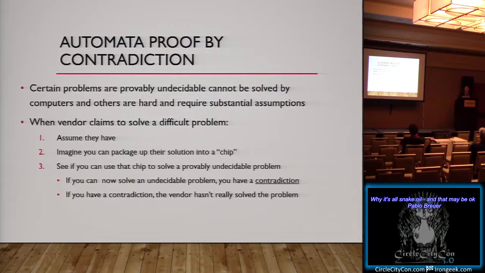You assume that they have solved it. You're like, you know what, Joe, Julie, I believe you. I believe that you've solved that problem, and you can detect all 0-days with your shiny new box of pew pew. And then I'm going to take your algorithm, package it up into a magic chip, and see if I can use it to solve an impossible problem. And if I can use your solution to solve an impossible problem that cannot be solved, you didn't solve your problem either. It's a proof by contradiction.